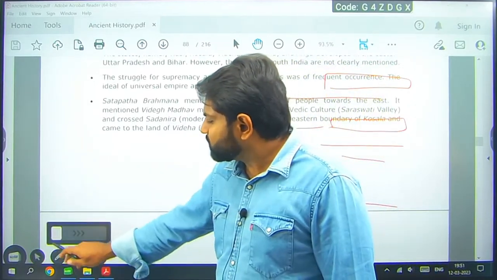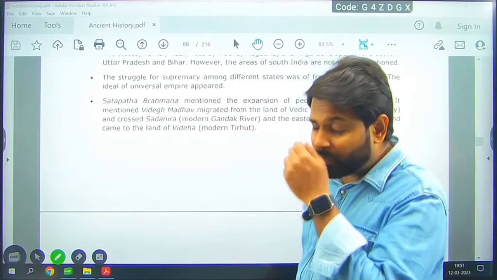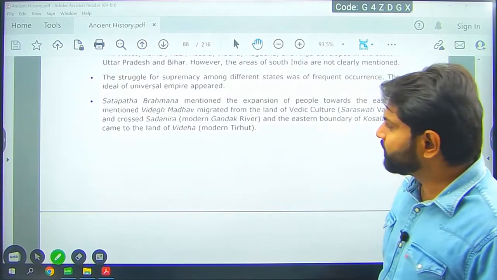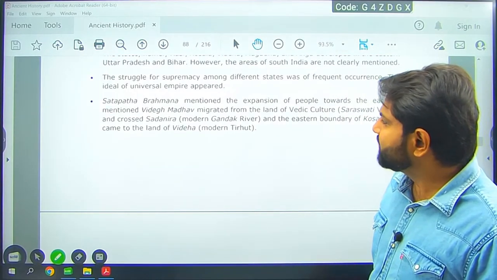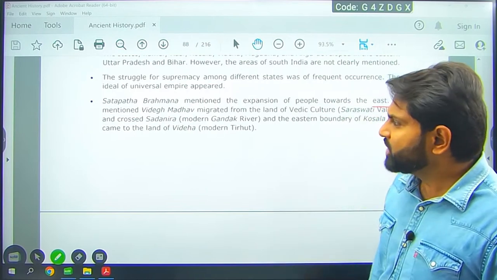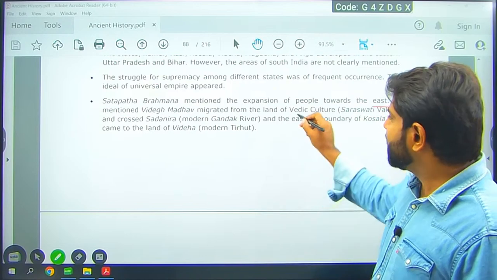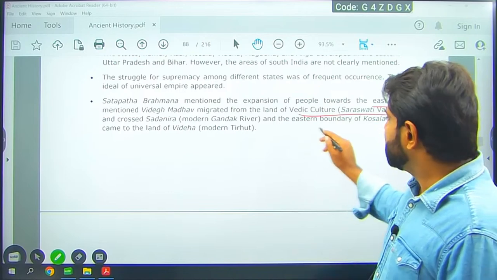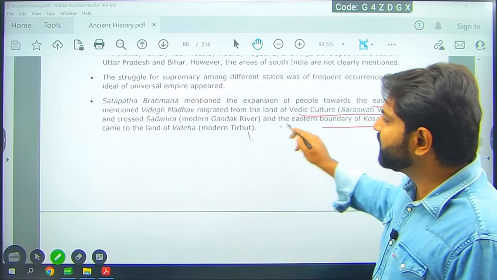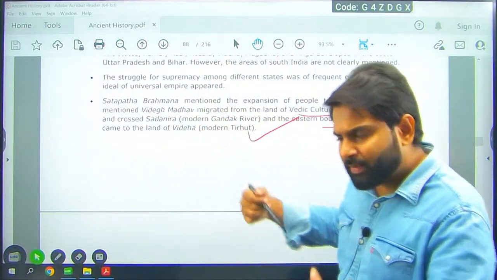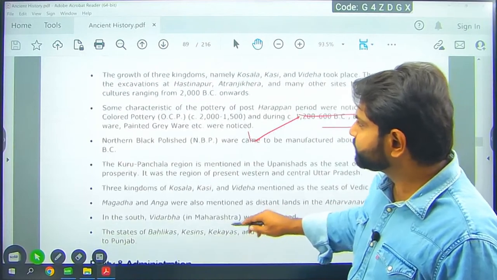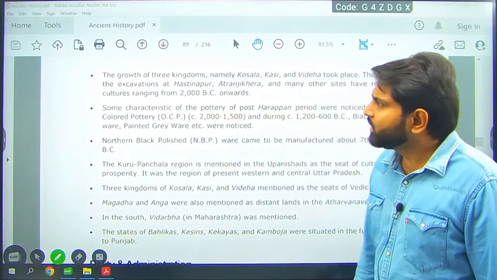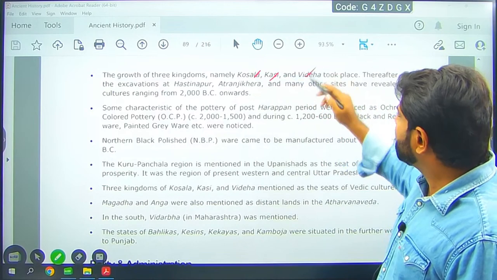So the struggle for supremacy over all the republics or monarchies is the major agenda. They were trying for a universal empire. Satapatha Brahmana mentions the expansion of people towards the east. It mentions Videgha Madhava migrated from the land of Vedic culture, Saraswati Valley, and crossed the Sadanira, Gandak River, and the eastern boundary of Kosala and came to the land of Videha. So the migration was towards the eastern part. The growth of three kingdoms, namely Kosala, Kasi, Videha, took place.